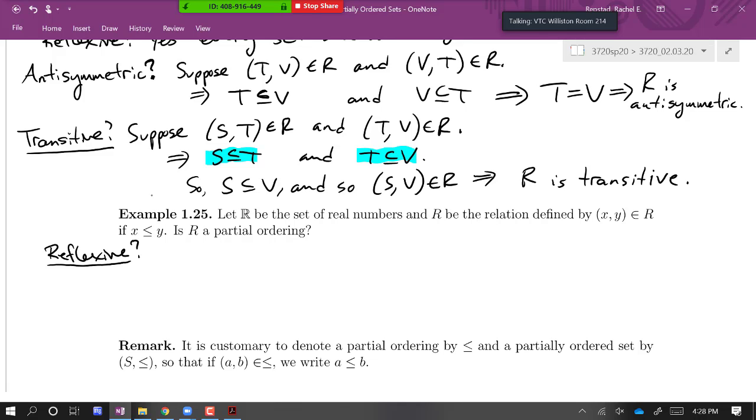It's defined by less than or equal to, right? So yes, because x is certainly less than or equal to x for all real numbers x. It's equal to it, right? It's an "or equal to," so we get to write that for any real number.